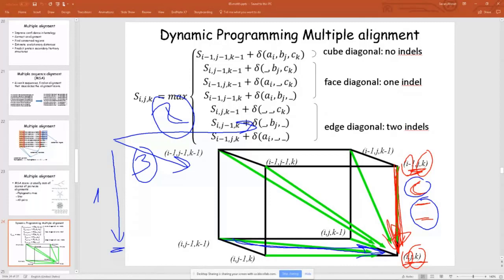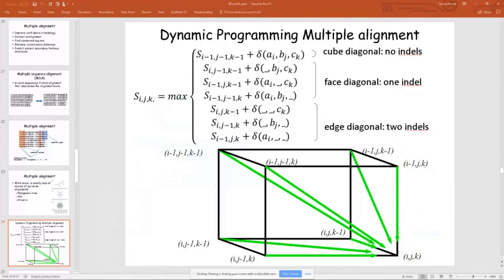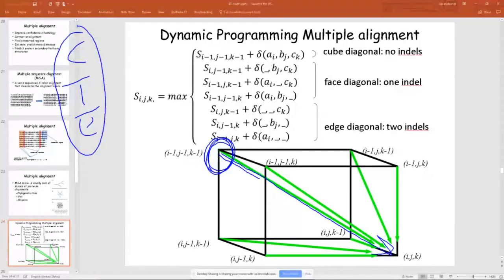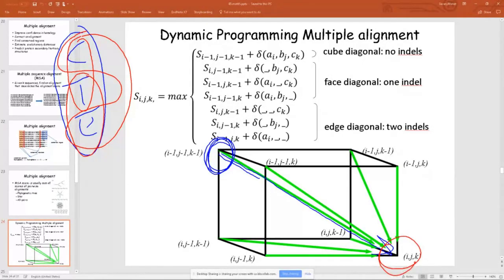Make sense? All right. So the last type of move is going to be the main diagonal, the cube diagonal, going from the opposite corner, where you are advancing in each of the 3 dimensions. That's going to be an alignment of the 3 residues: C, T, E. So the score of that is going to be the score of wherever you came from, plus aligning these 3 together. And if you are looking at all pairs of alignments, you would look at the score of C and T, the score of T and E, and the score of C and E, and add all those up. That's going to give you the total score of getting here.